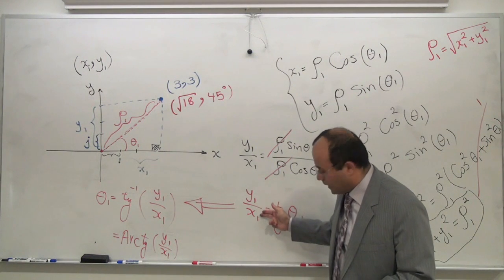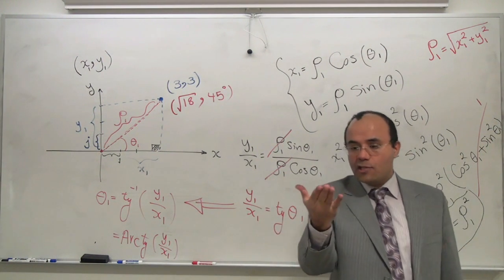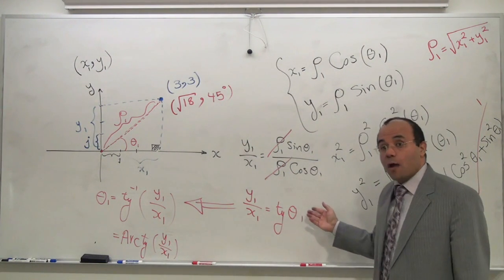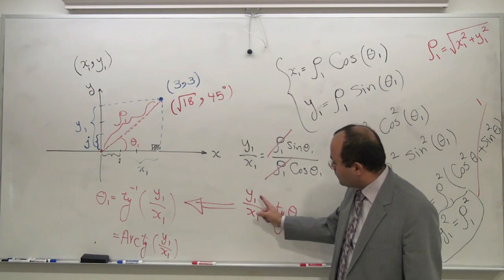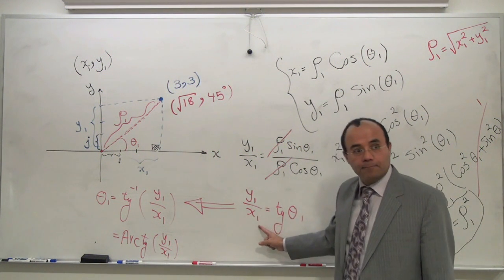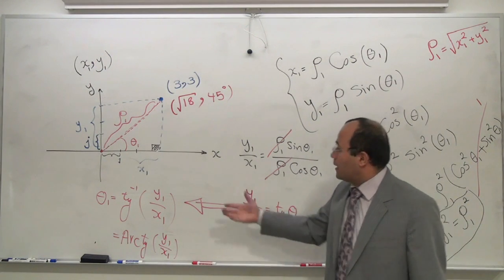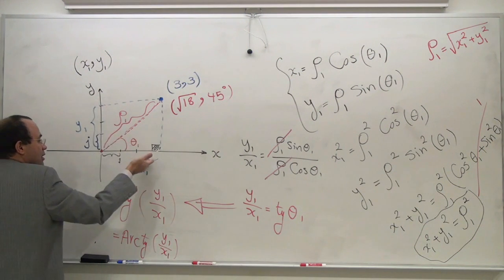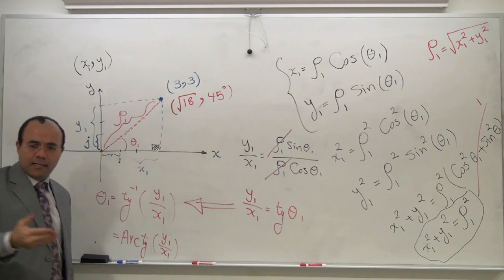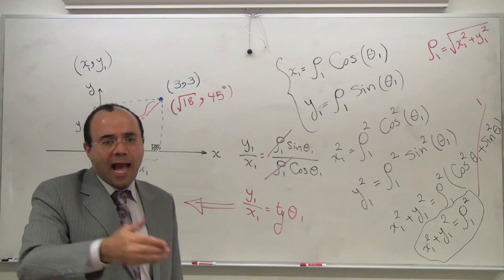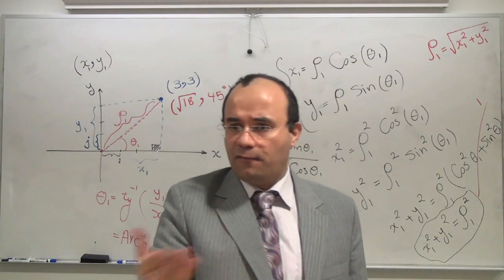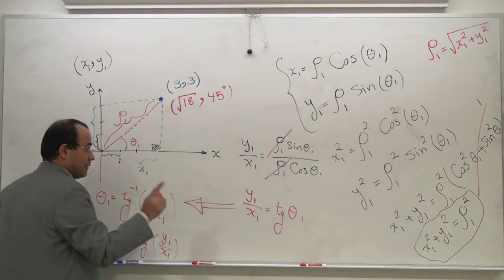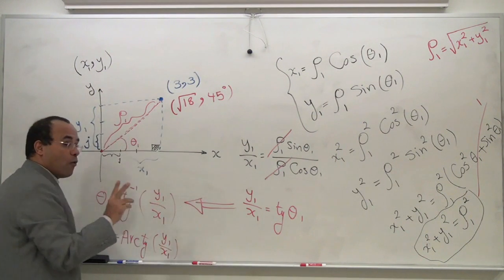Because I'm dividing, and because of the nature of the calculator I have in front of me and the way it is built inside, I'm going to miss an opportunity. If this is 1 and 1, 1 divided by 1, or 3 and 3, 3 divided by 3, doesn't matter, I'm going to get 1. Tangent of theta is equal to 1, and the only theta that comes to my mind is 45 degrees, right? That works if these are both positive.